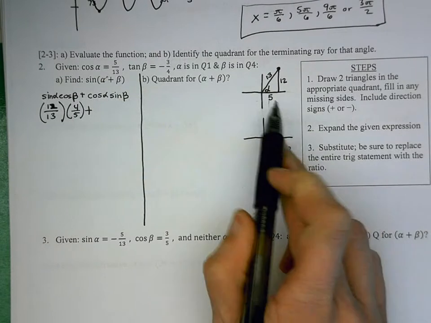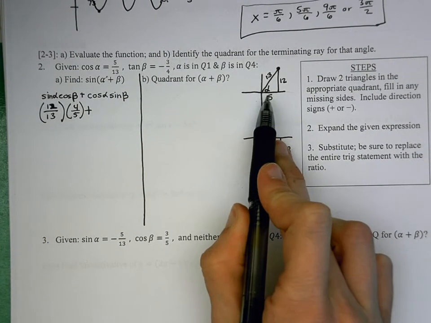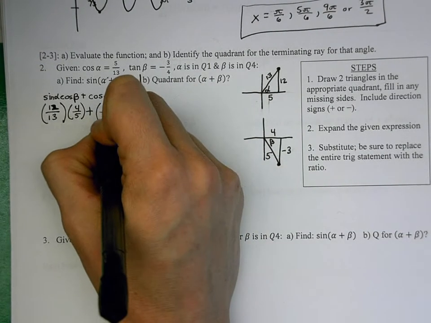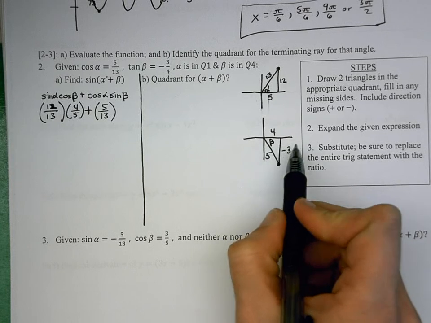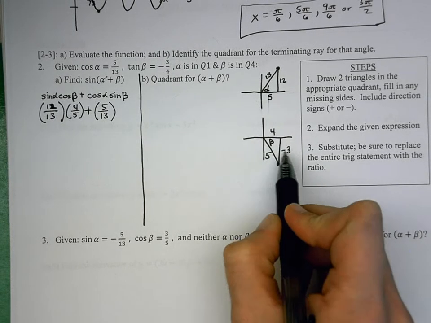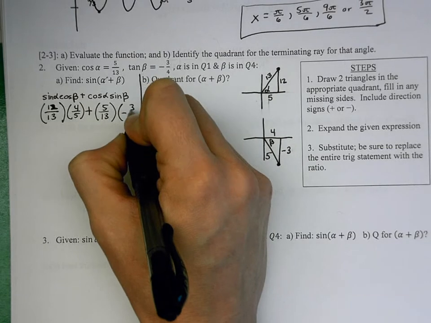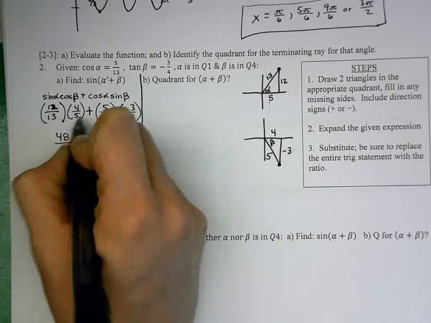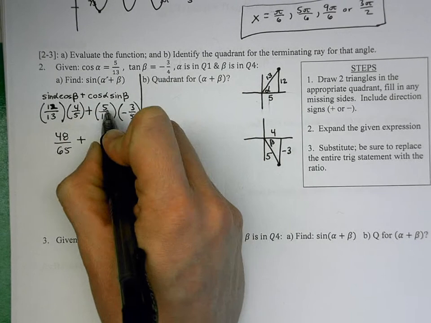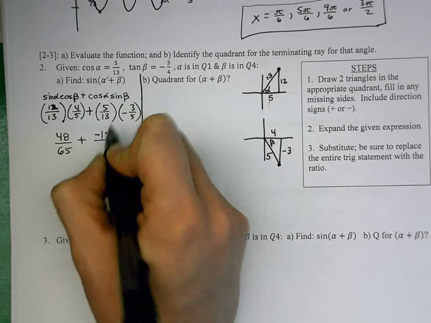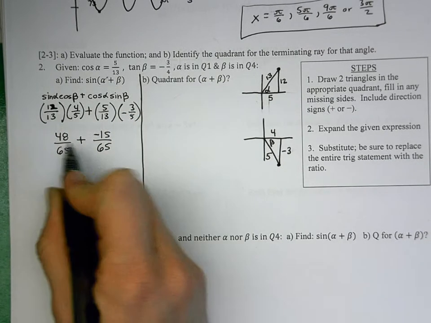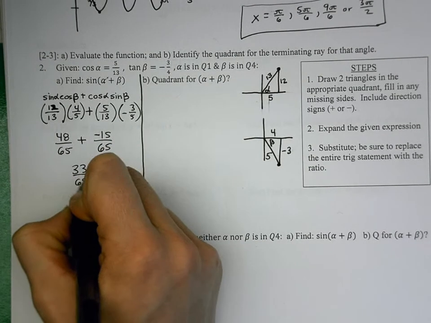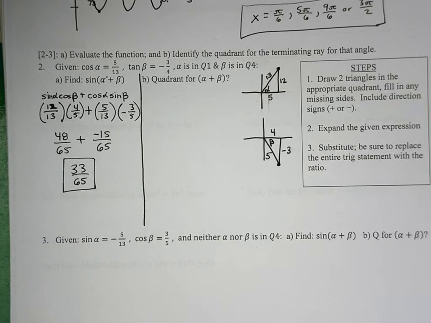Cosine alpha, first quadrant, everything's positive in the first quadrant. So cosine adjacent over hypotenuse would be 5 over 13. And sine beta, fourth quadrant for beta, sine is negative in the fourth quadrant, so opposite over hypotenuse would be negative 3/5. And so then multiplying these, 12 times 4 is 48, 13 times 5 is 65, 5 times negative 3 is negative 15, 13 times 5 is 65, and 48 plus negative 15, or 48 minus 15, is 33.